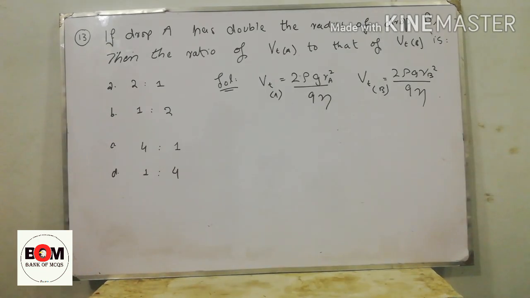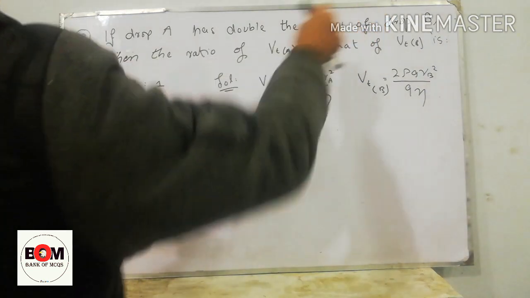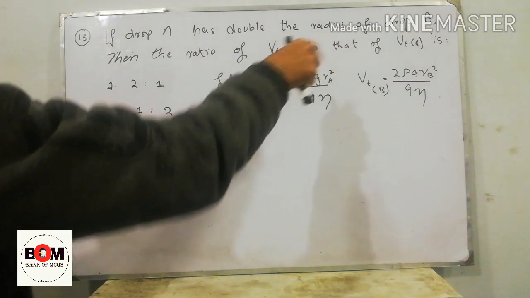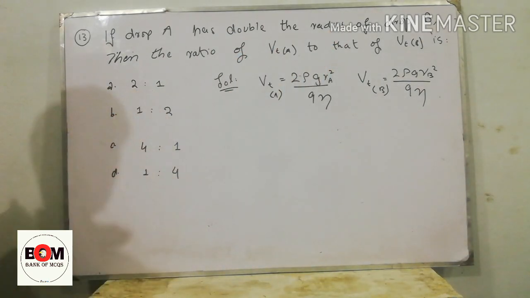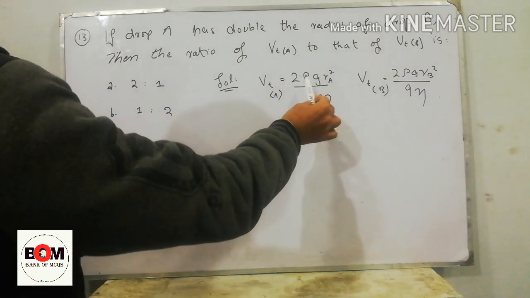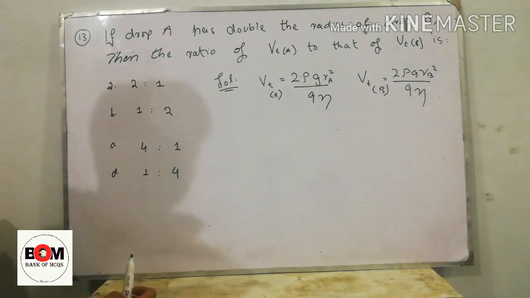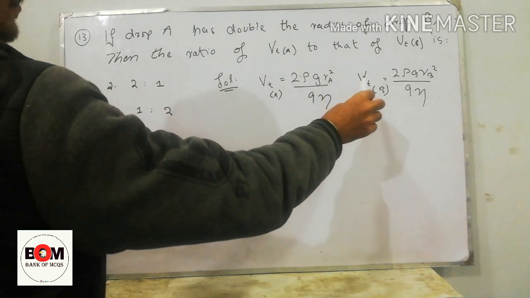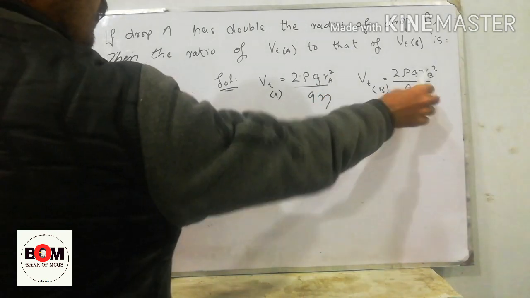Now we have MCQ number 13. If a drop A has double the radius of drop B, then the ratio of terminal velocity of A to that of terminal velocity of B is: 2/1, 1/2, 4/1, or 1/4. We know that terminal velocity is 2ρgr² divided by 9η. For drop A we will put the radius of A, and for B we will put the radius of B.